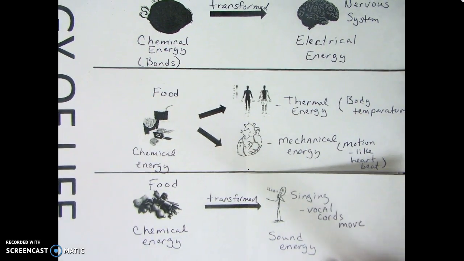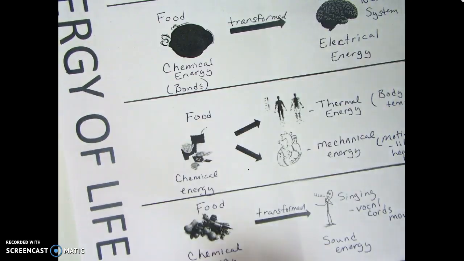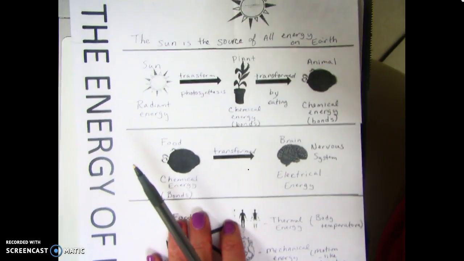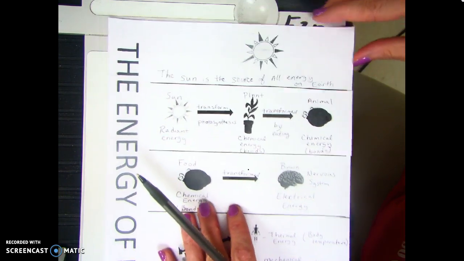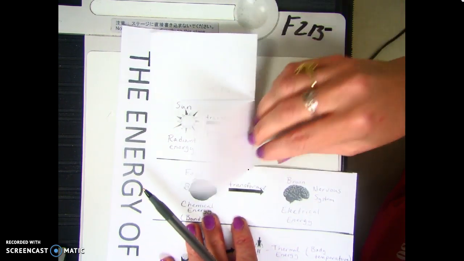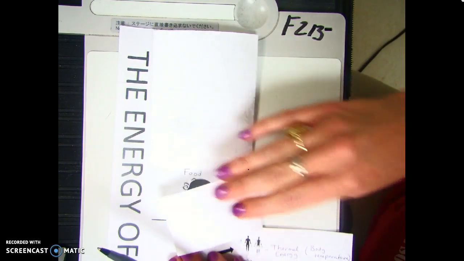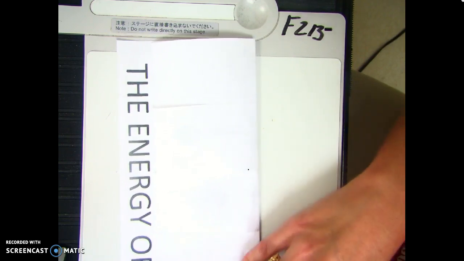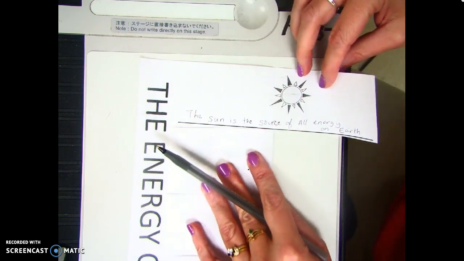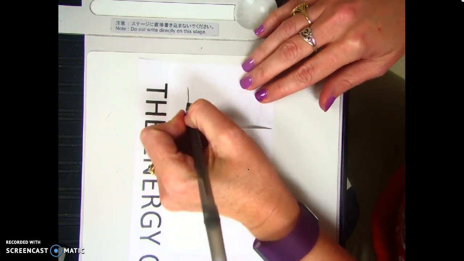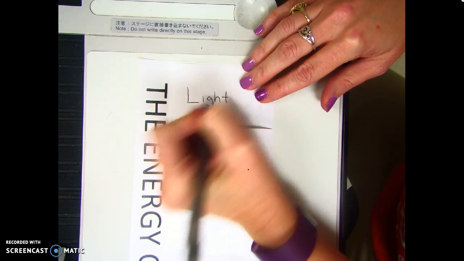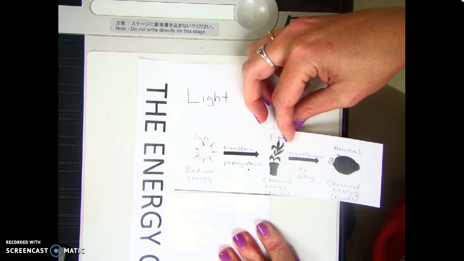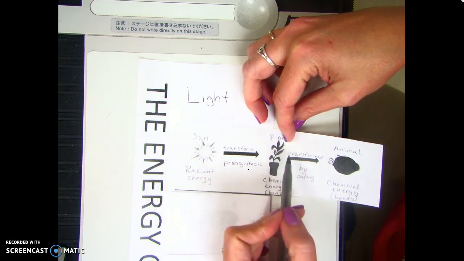So let's flip to the front part. Let's zoom out. Let's finish up our foldable. Let's put some labels on our flaps. So the first one we had was the sun. So that is light energy, or radiant, okay?